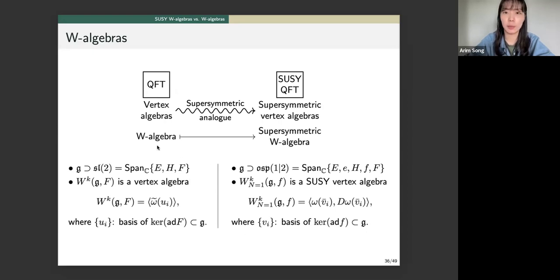In comparison to these, W-algebras are defined when G contains an SL2 subalgebra, and this W-algebra is freely generated by elements associated with the kernel of ad large F. There should be a more profound reason why those two objects are related, but in this talk, I'll just compare the number of free generators in those two objects. So, namely, I'll compare the kernel of ad large F and the kernel of ad small f.